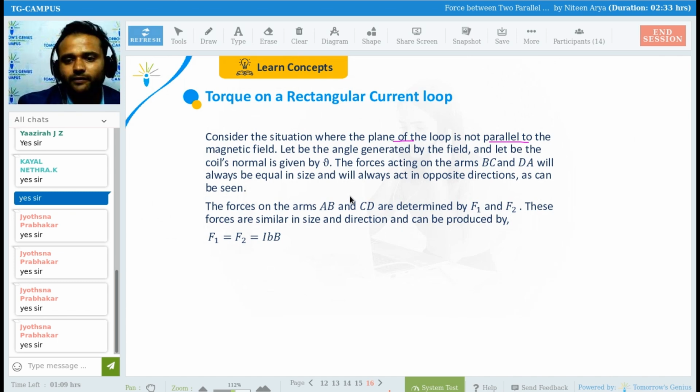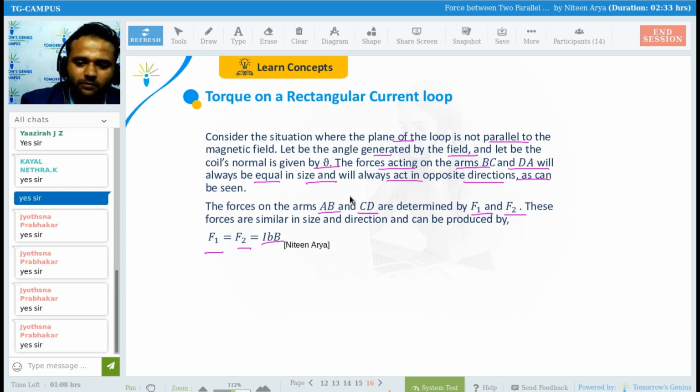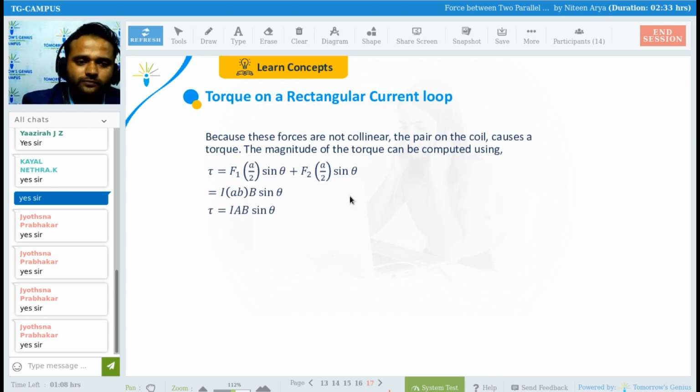So then what is it going to be? Let theta be the angle made by the field with the coil's normal. Coil's normal means perpendicular to the coil. The forces acting on the arms BC and DA will always be equal in size and act in opposite directions, as can be seen. The forces on arms AB and CD, F1 and F2, are similar in size, given by IBB. But here we need to take care of this theta also.